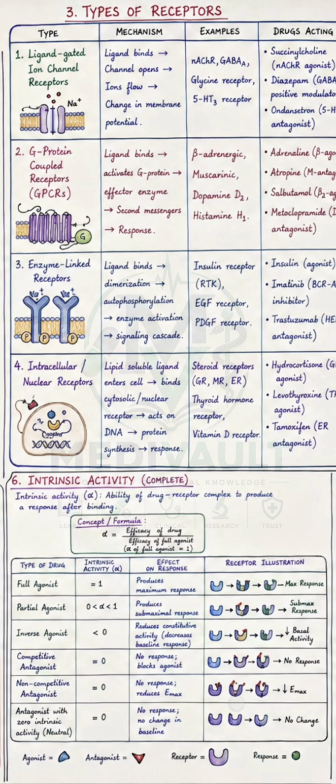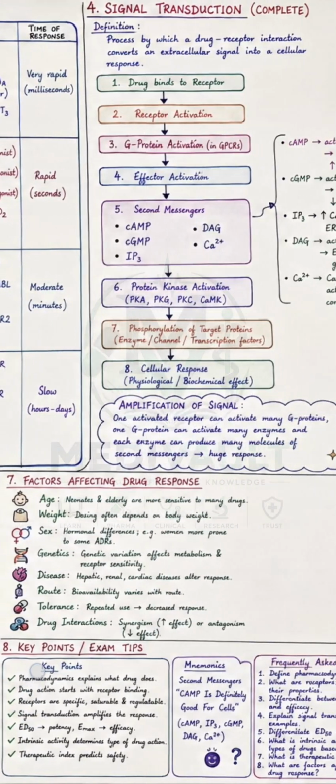The second is the non-competitive antagonist. What happens when it binds to the receptor is that there is no response, and it will reduce the Emax, meaning the maximum response will be decreased. Okay, and the neutral antagonist, what it does when it binds, is it will have zero intrinsic activity. We can also call this neutral. No response, no change in the basal activity, meaning no effect will show.